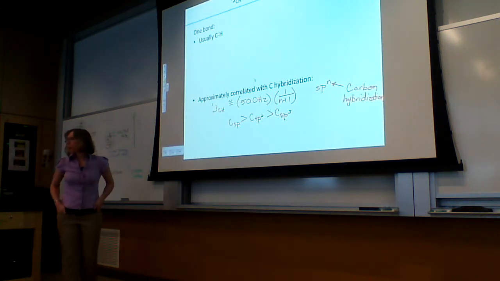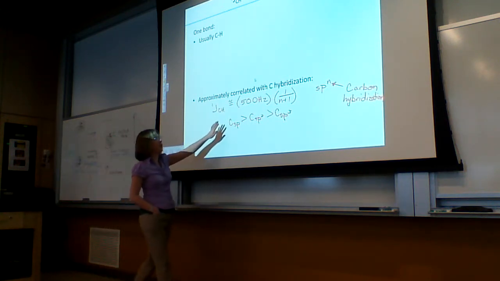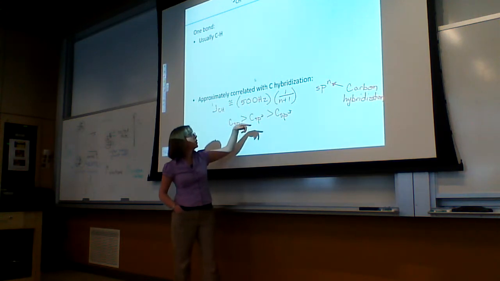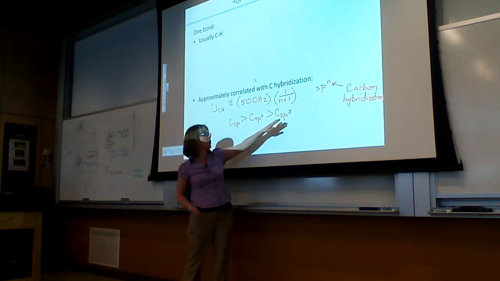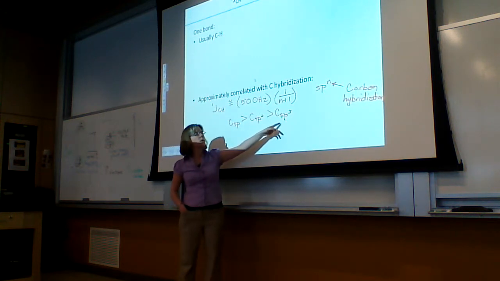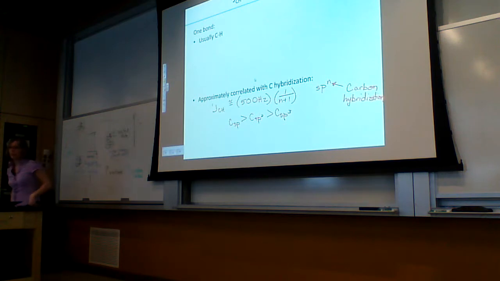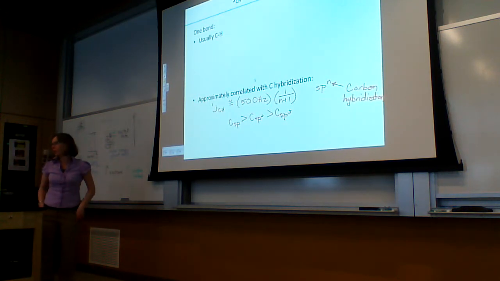So you'll have an approximate correlation, maybe around 250 for the SP. 1/3 of 500 would be more like 175-ish for the SP2, and then 1 divided by 4, so 1/4 of that, 125 for your SP3. These are all approximations, they'll be within a range, but generally your coupling for your SP is going to be greater than SP2, greater than your SP3.